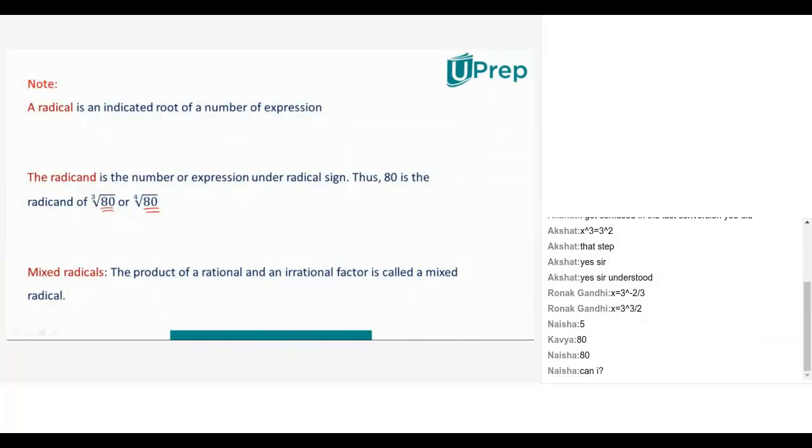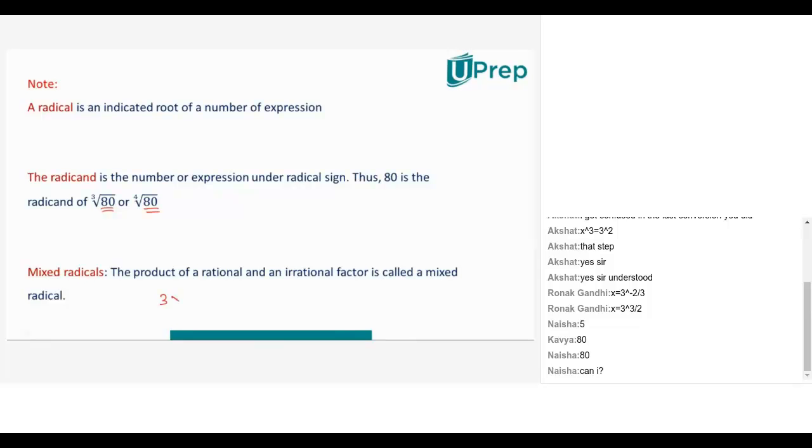Perfect. Yeah, tell me, what is a mixed radical? Yes, Naisha. Yeah, so suppose it's like, can I give an example with numbers? Yeah. Go ahead. Yeah, so suppose it's 3 and root 5, then it'll be root 15. 3 and root 5. How will it be root 15?